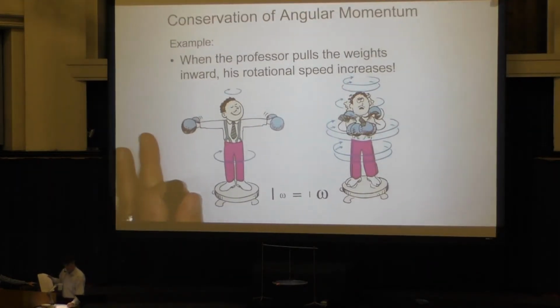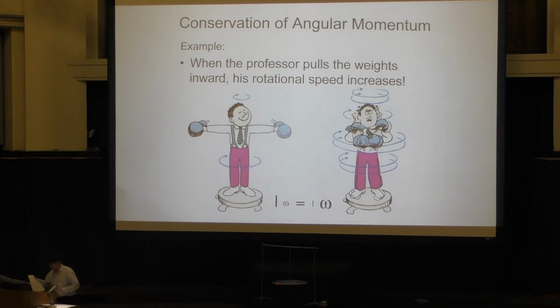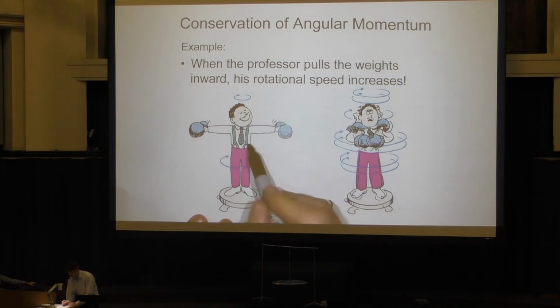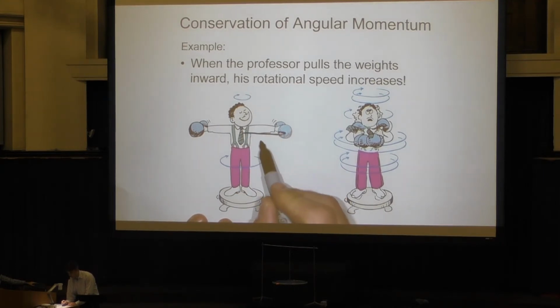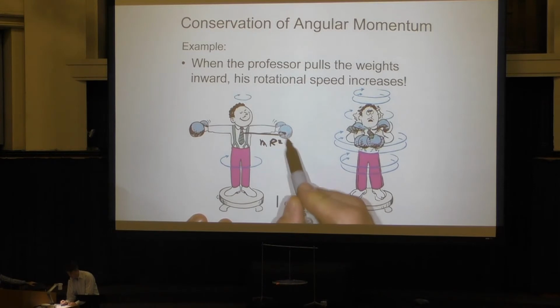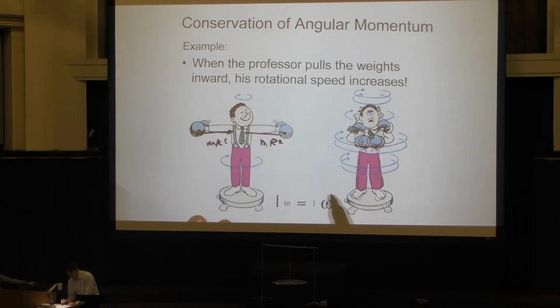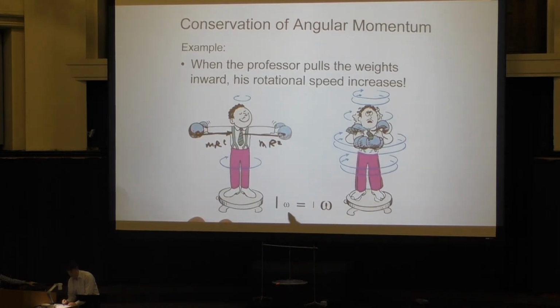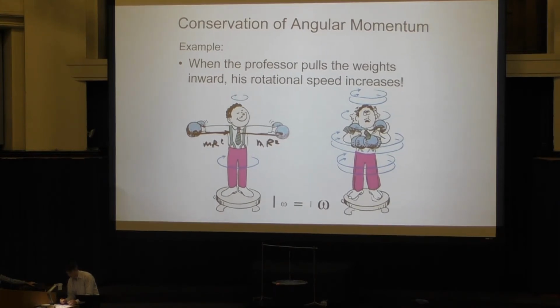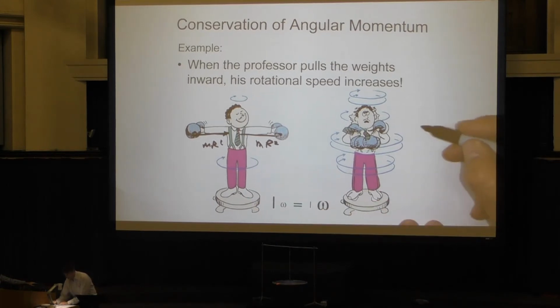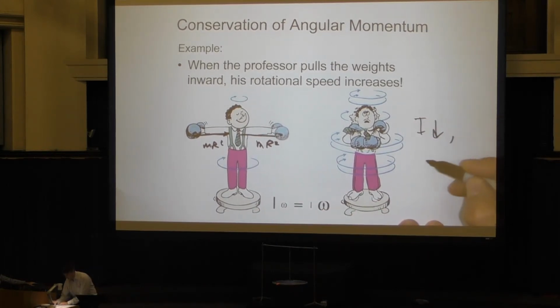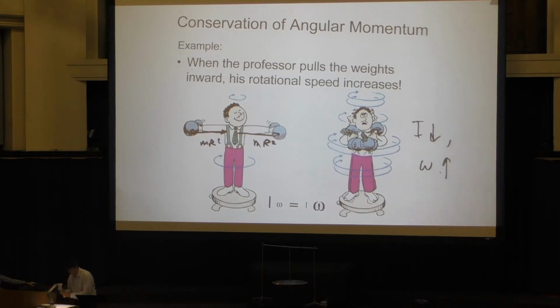So here's a picture of what we're going to try to do as a demo. The idea is that I for these masses is going to be mr squared for this mass and for this mass, where r is this distance. If that's large, from holding the masses outwards, then I is large and you have a small omega. If you decrease I, then omega increases. So I goes down, and omega goes up. That's this whole idea. So we can try it.